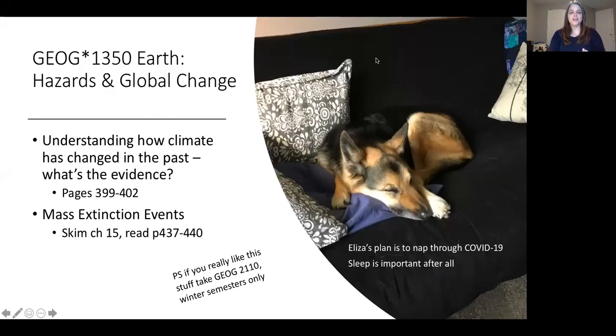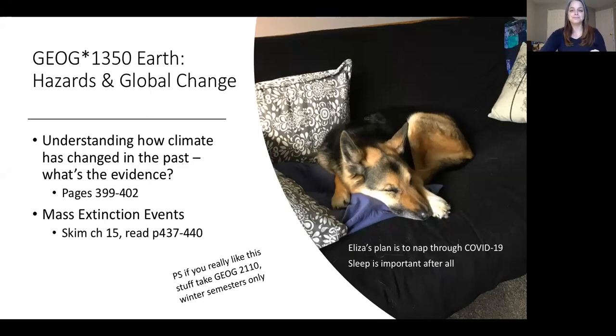Guys, we're going to do a short mini lecture on how we understand that climate has changed in the past and look at some of the evidence for that. That's mostly on pages 399 to 402 in the textbook. Then we're going to look at mass extinction events, which is the entire chapter 15, which I want you to look through. But in particular, I want you to focus on pages 437 to 440.